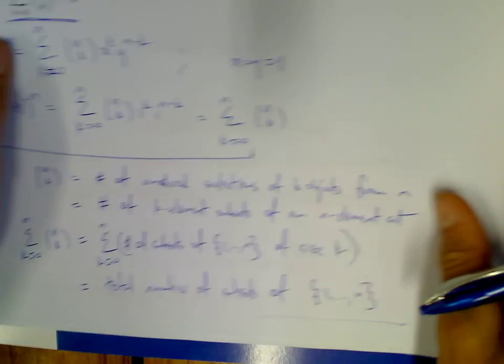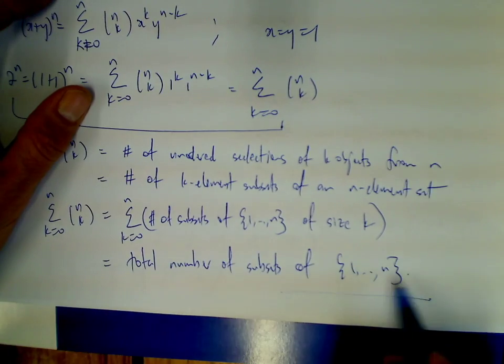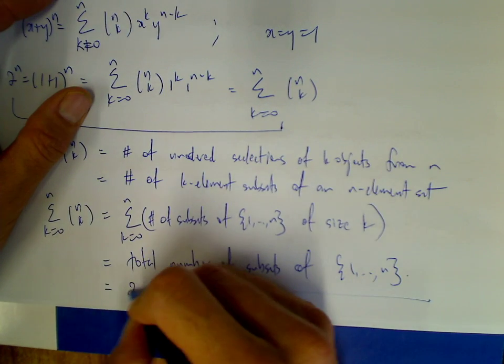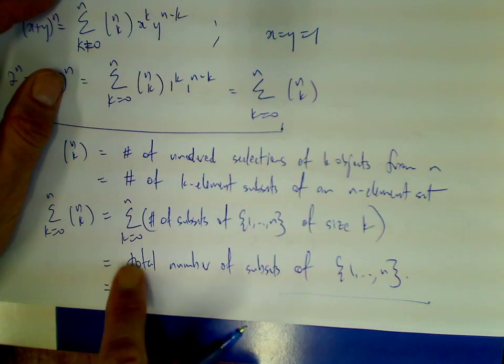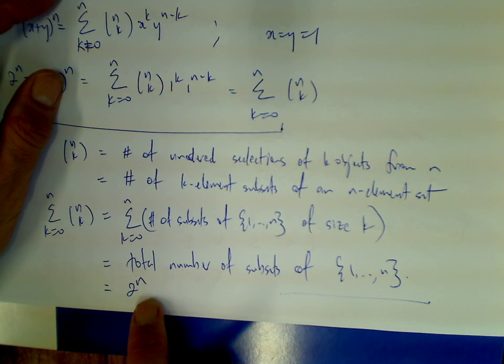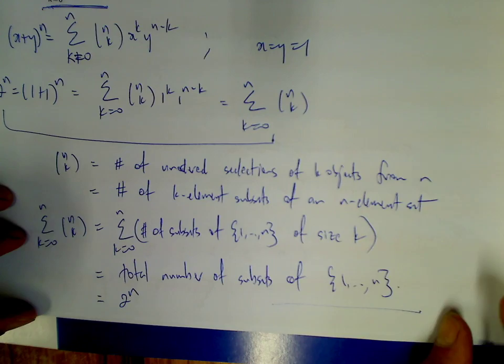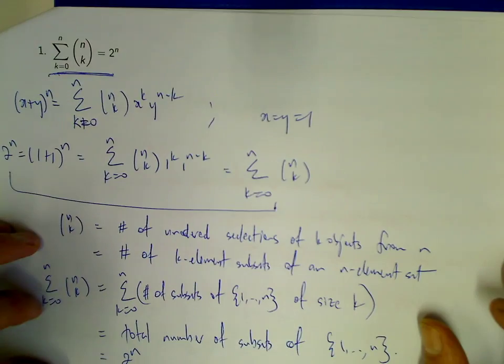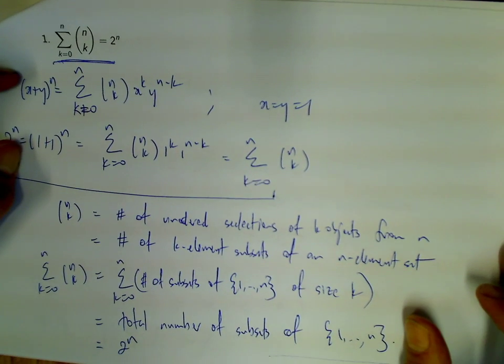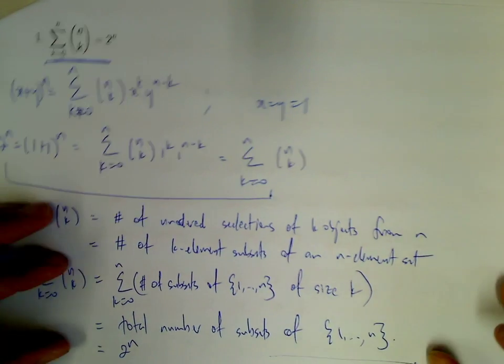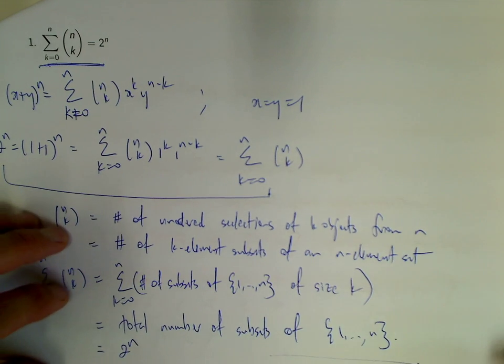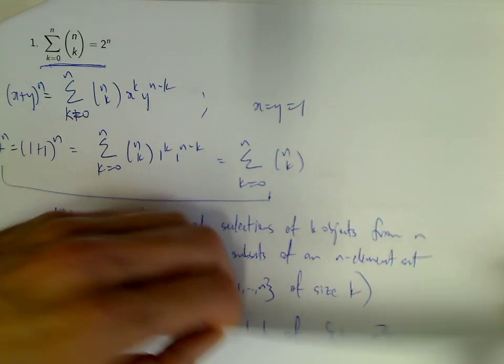Okay, and so if we go back to our calculation before, the total number of subsets of 1 to n is equal to 2 to the n. And so just using our combinatorial reasoning, we can figure out that this must equal 2 to the n. So that's our first identity. We've given two proofs, one using the binomial theorem and the other using combinatorial counting techniques. So let's move on to the second one.